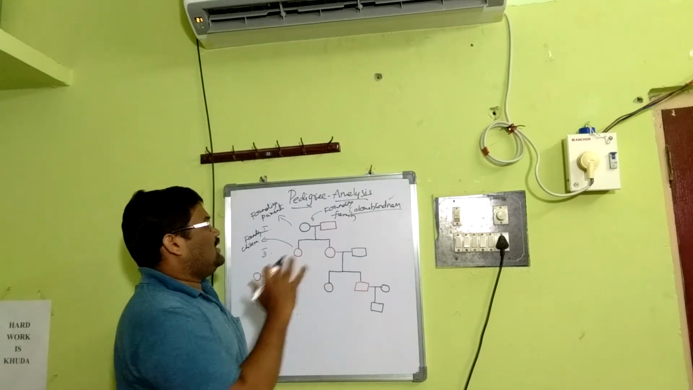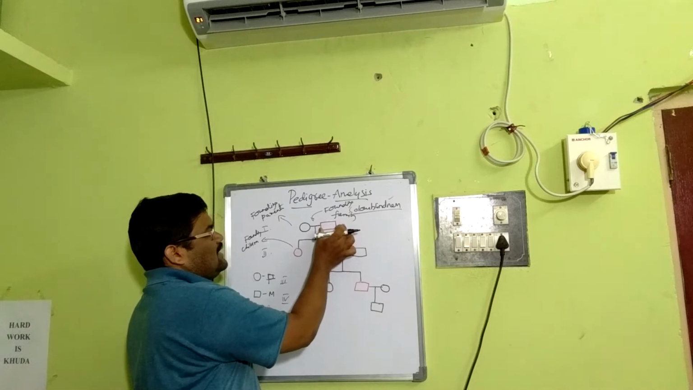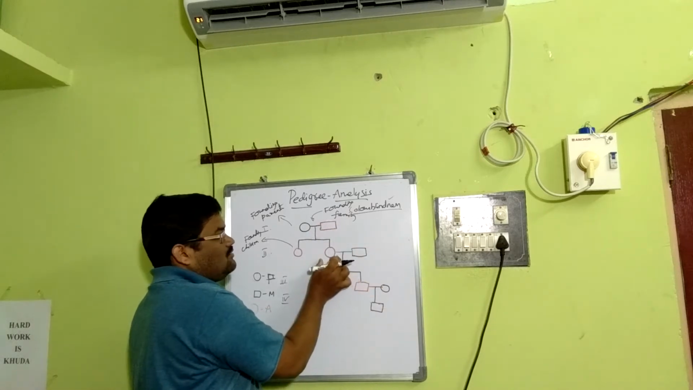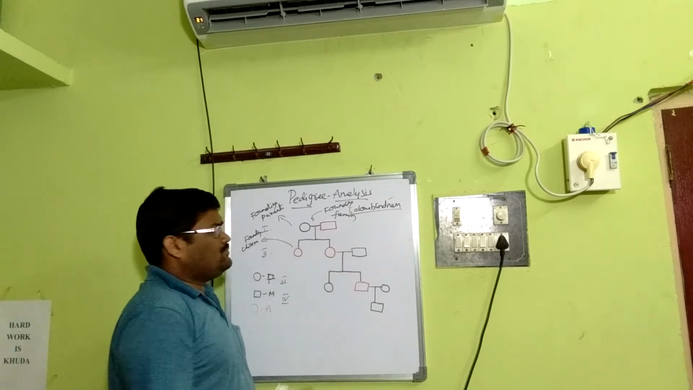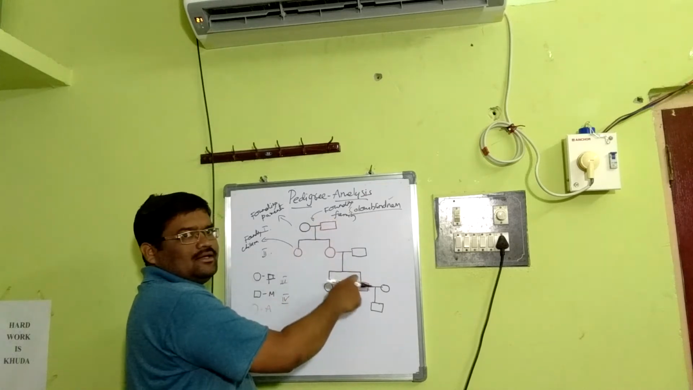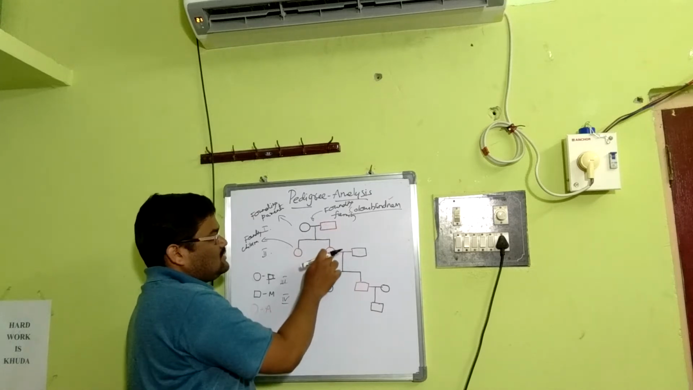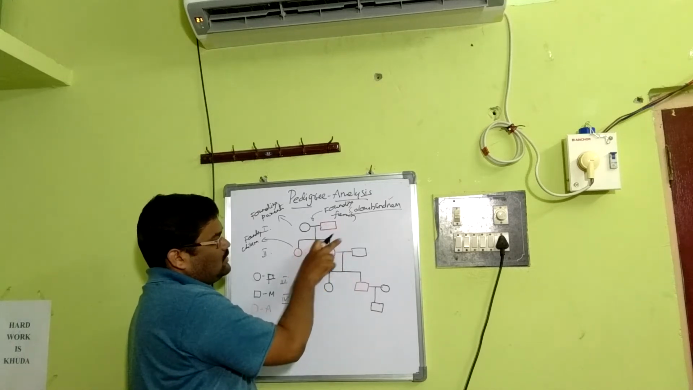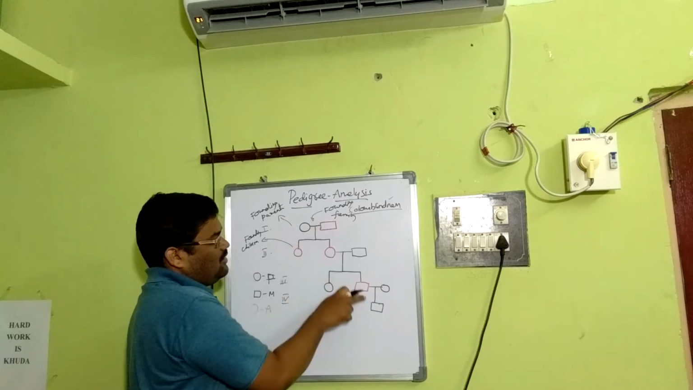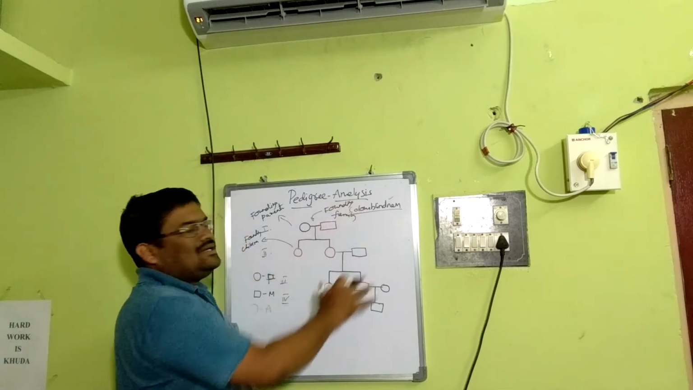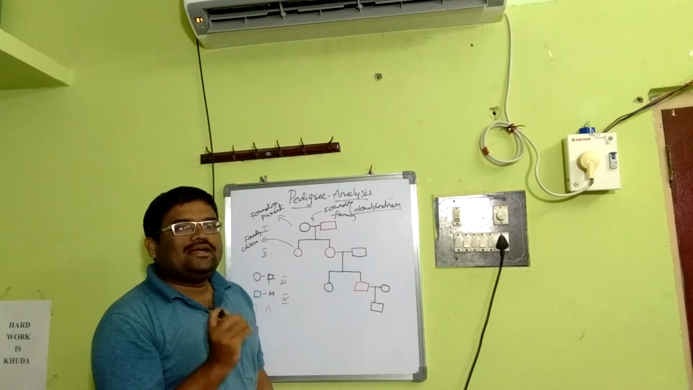Here the concept is the same. It goes from the grandfather to the grandson through the carrier female of the first generation, the carrier daughter. The daughter passes the colorblindness trait to the son. That means color blindness passes from grandfather to grandson. It is a typical representation of a pedigree chart.